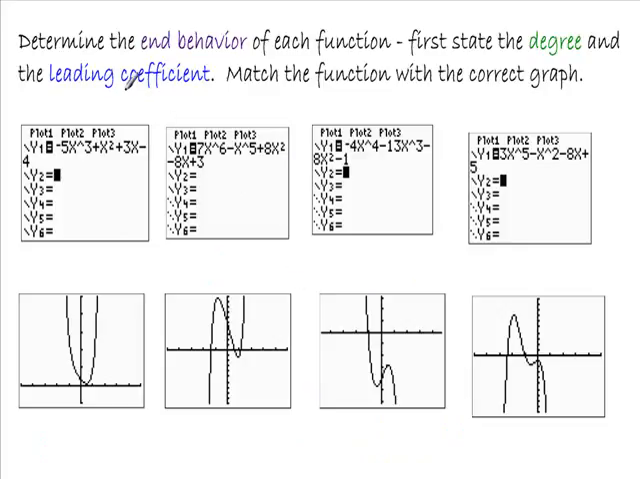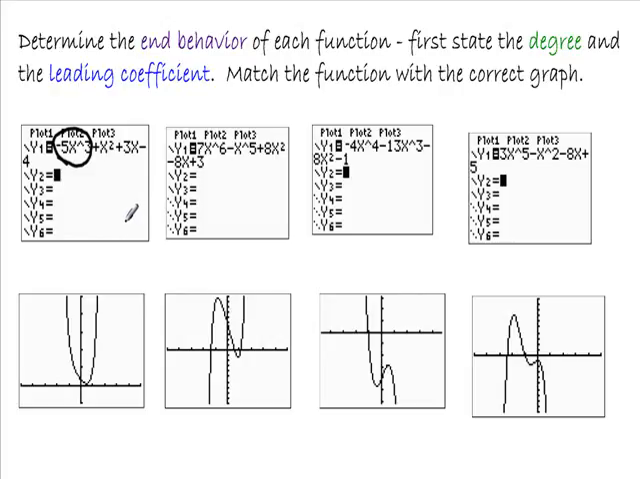So what we have here is to determine the end behavior of each function. We're going to do that by looking at the degree and the leading coefficient, and then we're going to match it with which one of these possible graphs could be the graph of that particular function. So looking at the first one, y1 is negative 5x cubed plus x squared plus 3x minus 4. The only thing we need to look at is this negative 5x cubed.